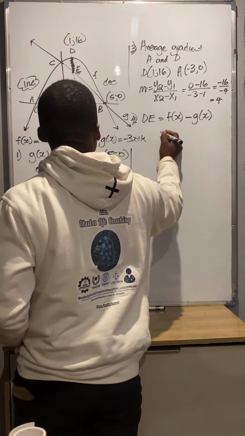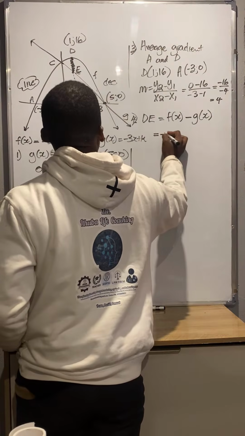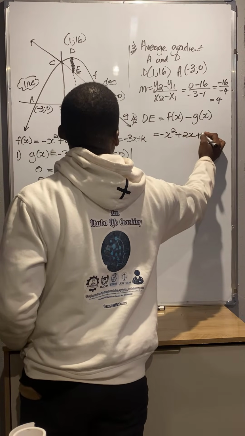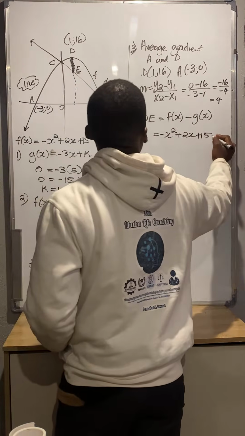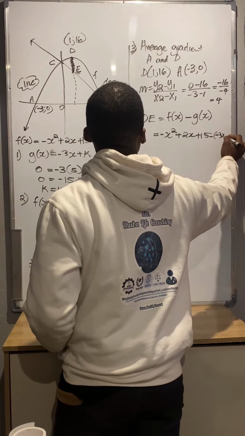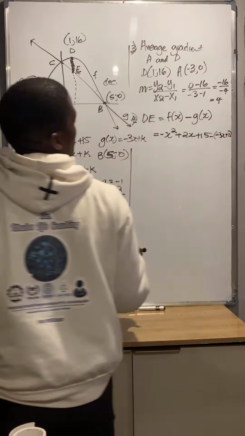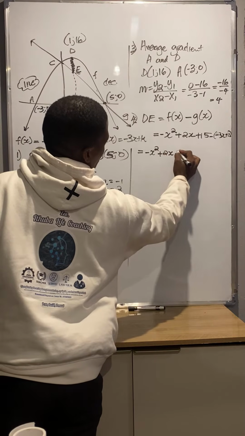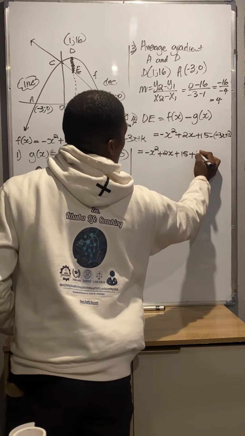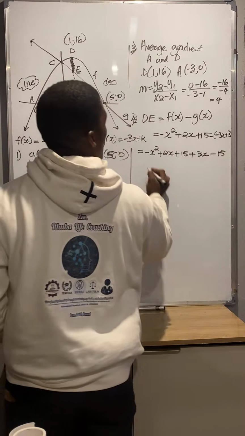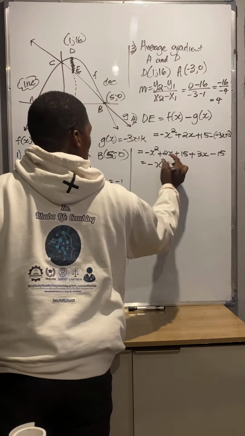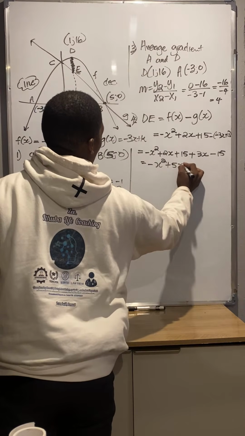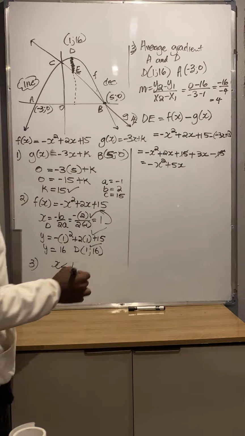Then, what is your formula? Your formula is going to be minus x squared plus 2x plus 15, minus open bracket negative 3x plus 15. Therefore, it's going to be negative x squared plus 2x plus 15 plus 3x minus 15. Therefore, minus x squared, 2x plus 3x is 5x, and the 15s cancel.